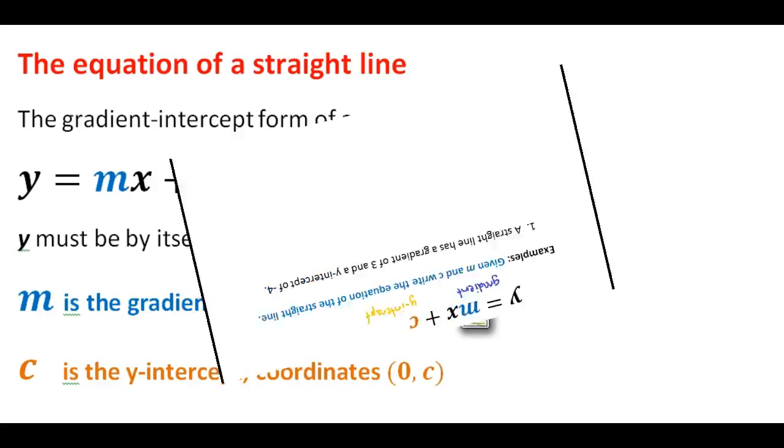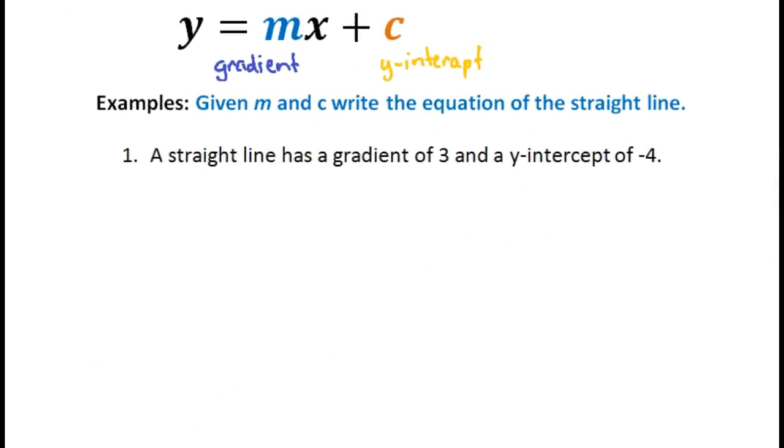In these examples, we're going to look at what we have to do when we're given m and c, and we have to write the equation of the straight line. A straight line has a gradient of 3 and a y-intercept of -4. So m is 3 and c is -4.